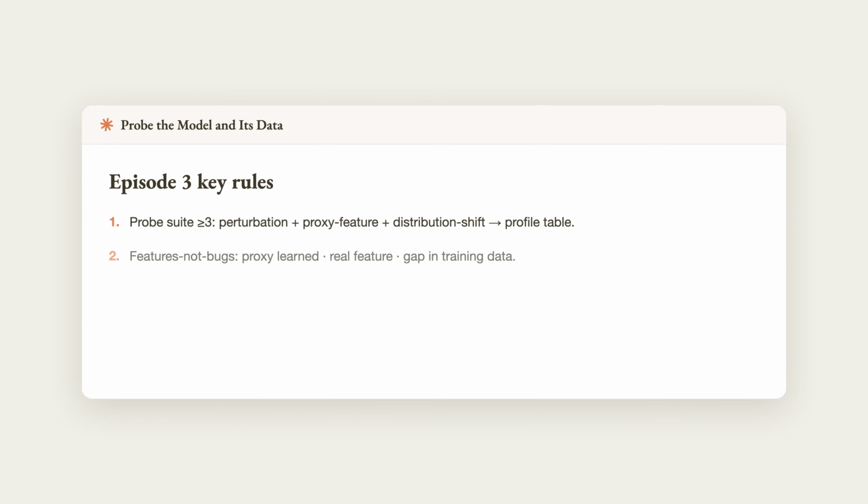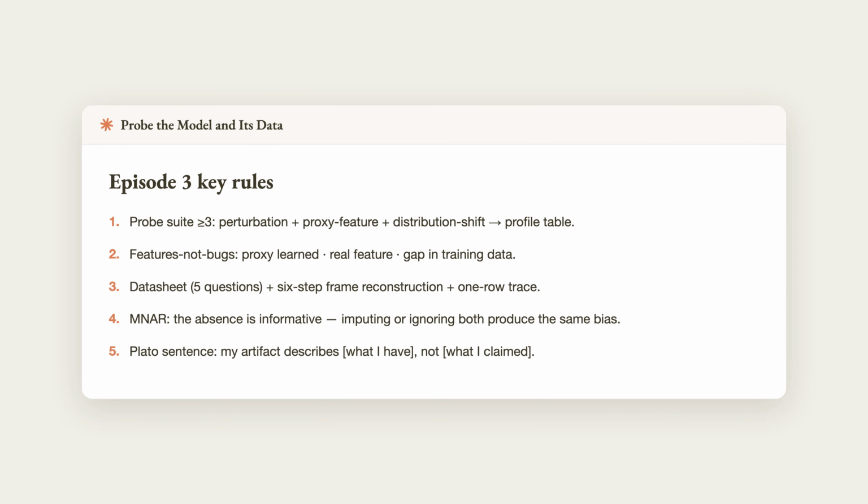Verdict for probe the model and its data, robustness and the data frame. The probe suite requires at least 3 probes: perturbation, proxy-feature, and distribution shift. For agent and prompt systems, add authority escalation and tool surface probes. The result is a robustness profile table, not a number, with 3 columns: tested, found, monitoring flag. Features not bugs names the proxy actually learned, the real feature that should have been used, and the gap that explains where the correlation came from.